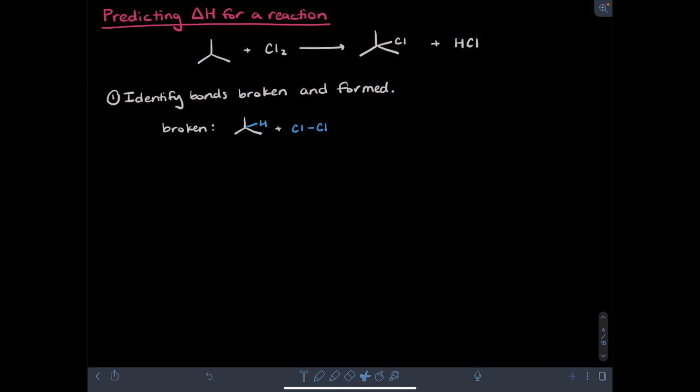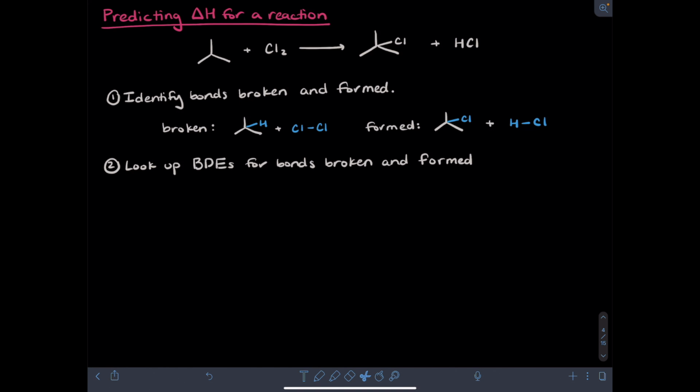The bonds being broken are the ones that appear on the reactant side but not the product side. This is a carbon-hydrogen bond of the central carbon and the chlorine-chlorine bond. The bonds I'm forming are a carbon-chlorine bond and a hydrogen-chlorine bond. These are bonds that are there in the products that weren't there in the starting materials. Next, you want to look up bond dissociation energies for these bonds that are being broken or formed. Here I've provided you those bond dissociation energies in units of kilojoules per mole.